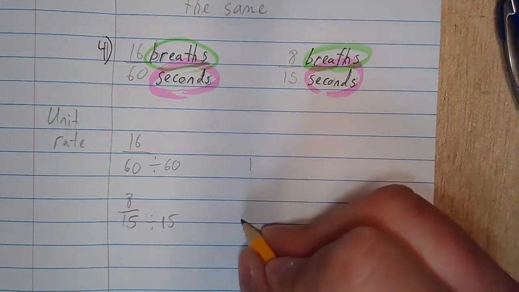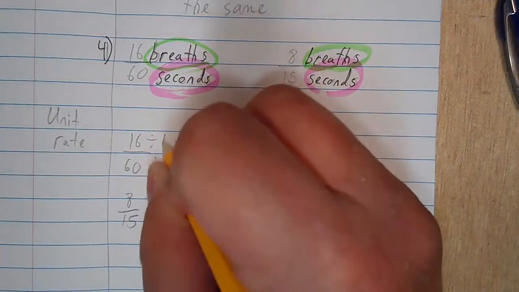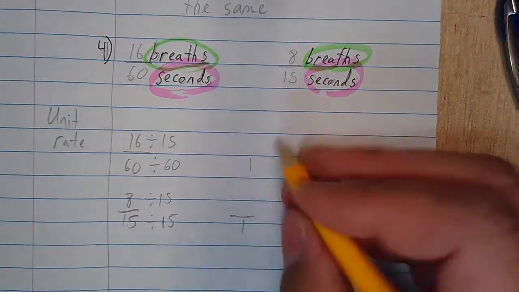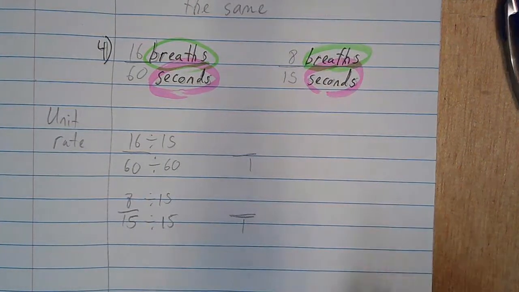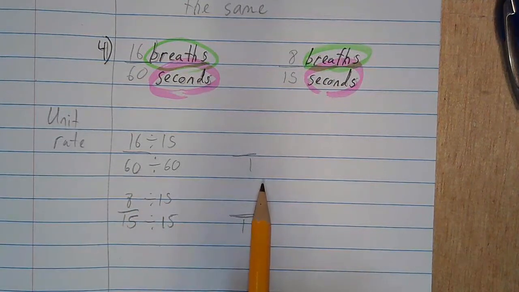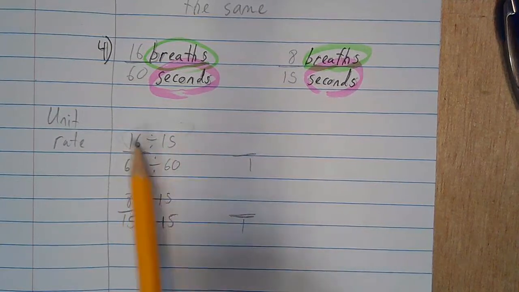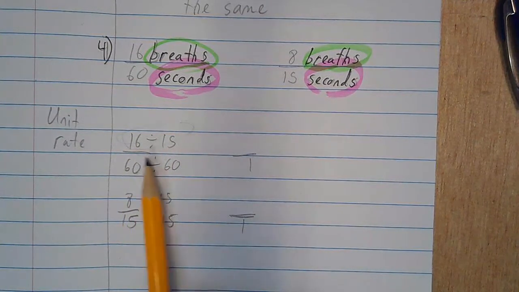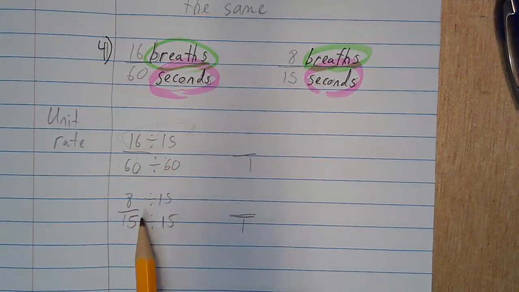I have to have a denominator of 1. Okay. You know what? I'll be honest with you. Making the denominator 1 is easy. You just divide by whatever the number is at the bottom. But now look at this mess. To divide 16 by 15, I'm going to have a decimal number, or a fraction. And then 8 divided by 15, oh my goodness.